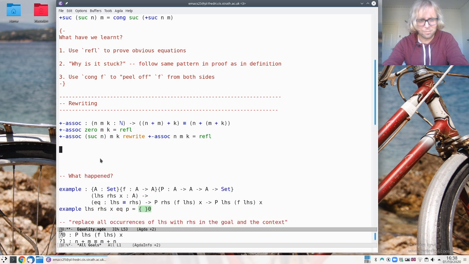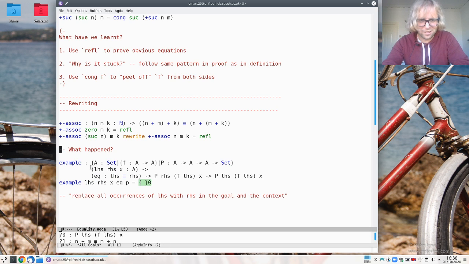Okay, so what actually happened? Let's look at a slightly contrived example to see if you can see what Agda is doing when you rewrite. So let's say that we have some p which depends on a, which is a set, and we have a function from a to a, and we have some elements of a like this. And let's say that I have an equation that says that the left hand side is equal to the right hand side. This is the thing I want to rewrite along. And in the end, my goal is to produce something in p of left hand side, f of left hand side, x. So I've introduced the left hand side directly, the left hand side inside something else, and something irrelevant, right?